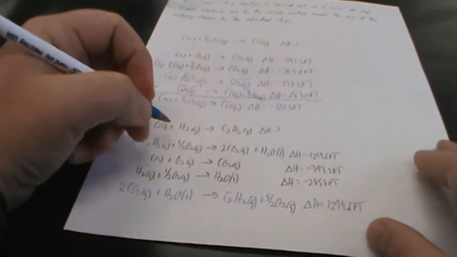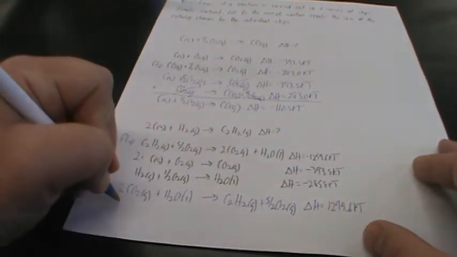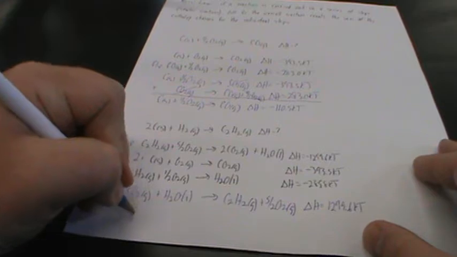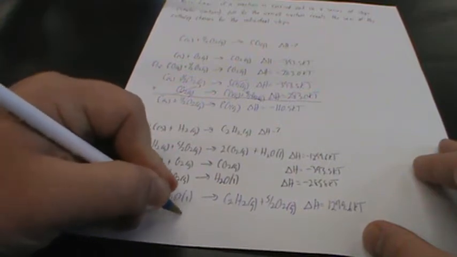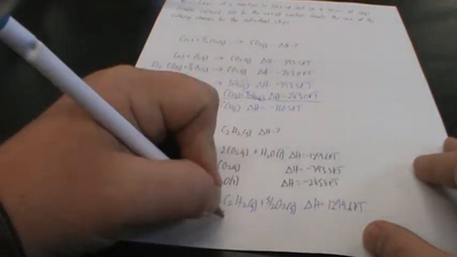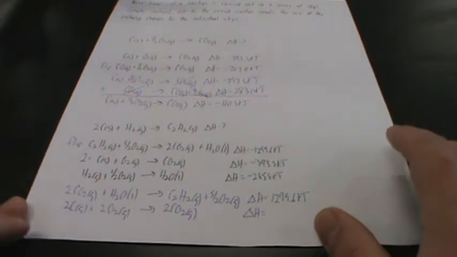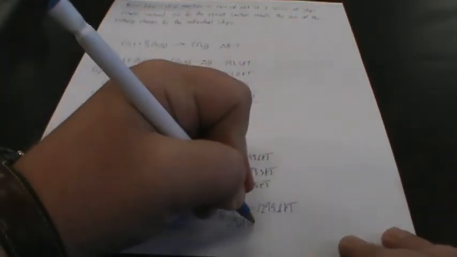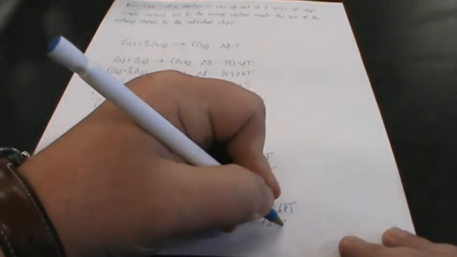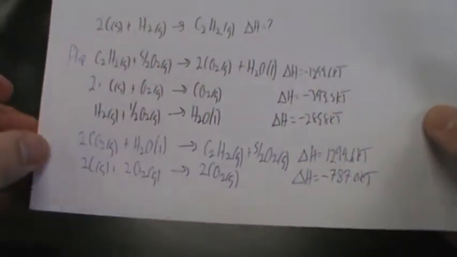So the way that we're going to manipulate this one is we're going to multiply by 2. So 2 carbon solid plus 2 O2 gas yields 2 CO2 gas. And like I said before, whatever we do to the reaction, we must do to our change in enthalpy. So we're going to take negative 393.5 times 2. That gives us negative 787 kilojoules.